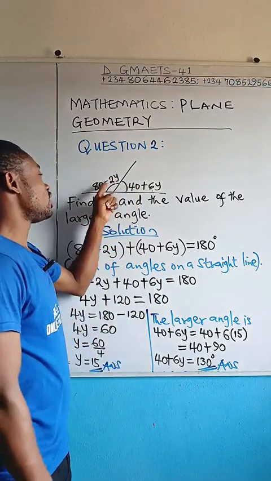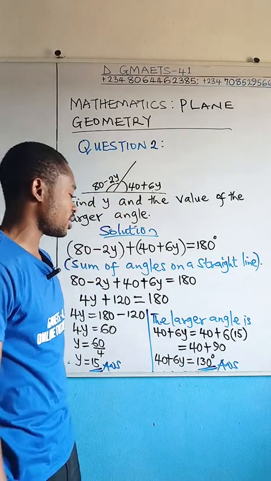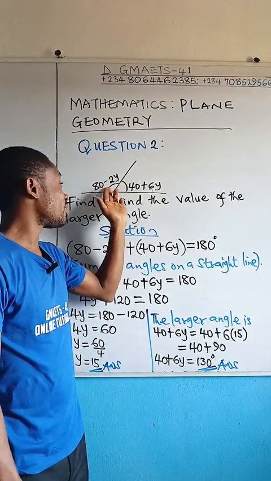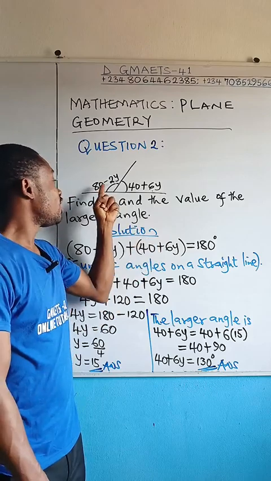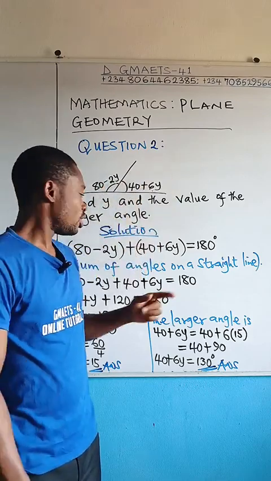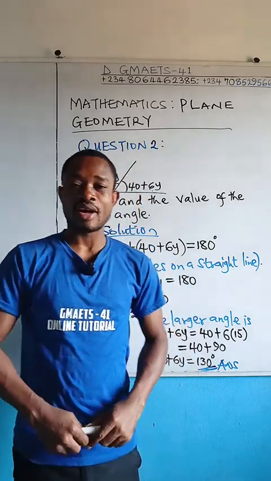And you can find out for this one: 80 minus 2 times 15 is 30. 80 minus 30 will give you 50 degrees for this angle. All right, so this angle is the smaller angle. And you see, if you add 50 plus 130, you will get 180, which is this theorem, this rule here: sum of angles on a straight line.